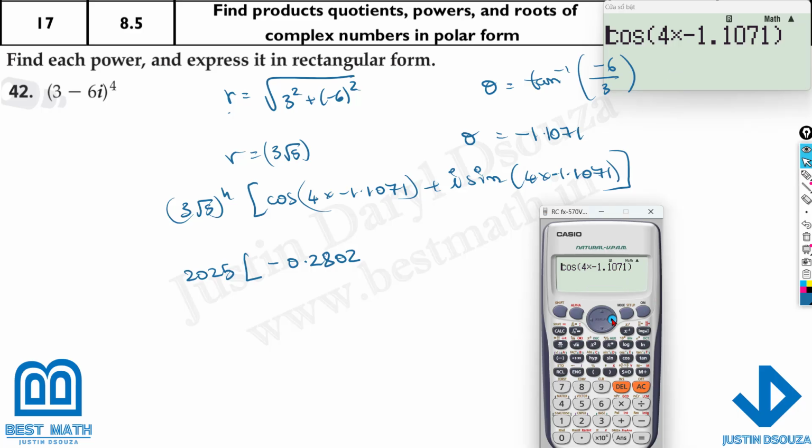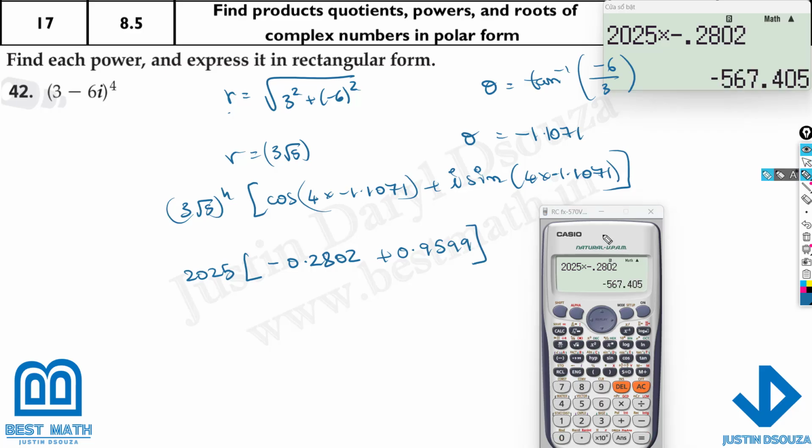Just change it over here to sine. And here we go, it is plus 0.9599. And I hope you remember this. We just did it a while ago. And now these answers need to be multiplied by 2025. That is minus 0.2802.